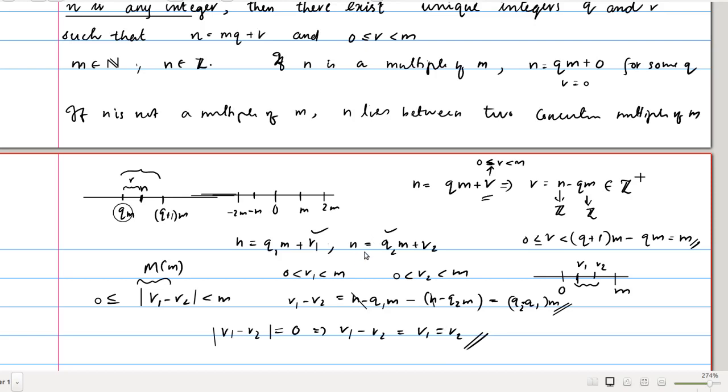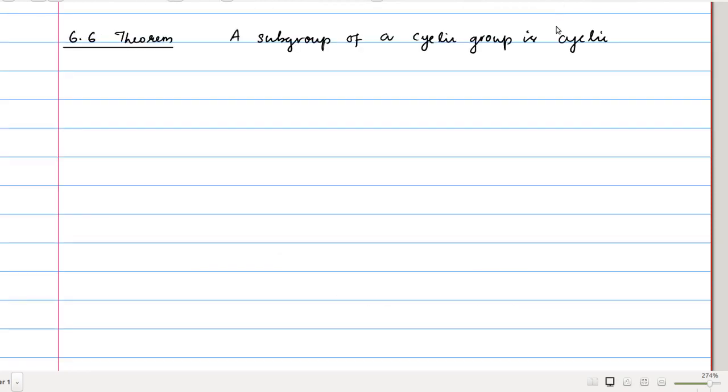We will use this division algorithm to prove the next theorems. Next we will prove theorem 6.6: a subgroup of a cyclic group is cyclic. So we start with a cyclic group. Let G be a cyclic group with G equal to the cyclic subgroup generated by A.